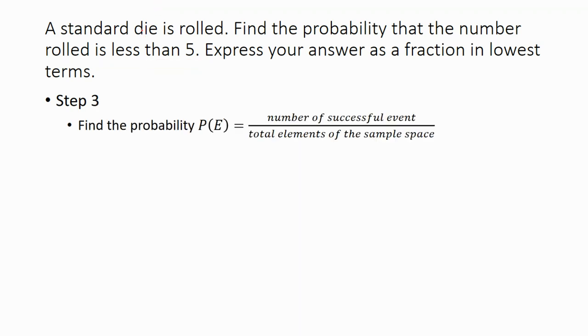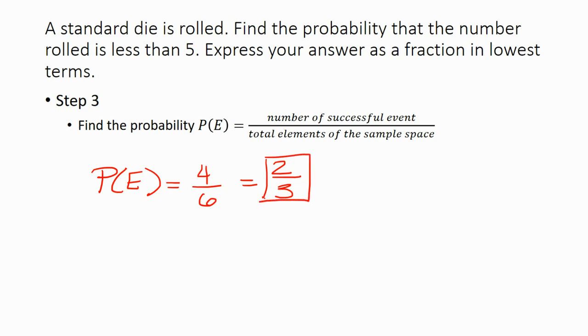Okay, step 3. So the final step is actually to put it together and find your probability. So to find the probability, it's going to be the number of successful events divided by the total elements in that sample space. So in our case here, the probability of our event, and again, our event is rolling a number less than 5, we had 4 out of 6. Now, with any fraction in a math class, you should always simplify down your fractions. And so you should get 2 over 3.